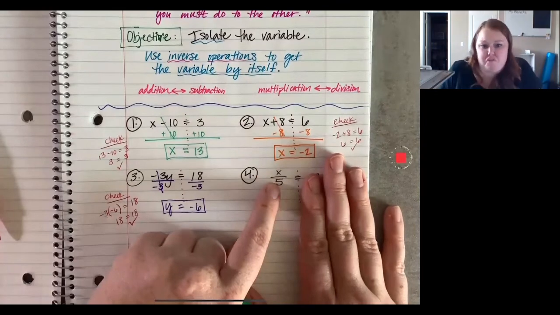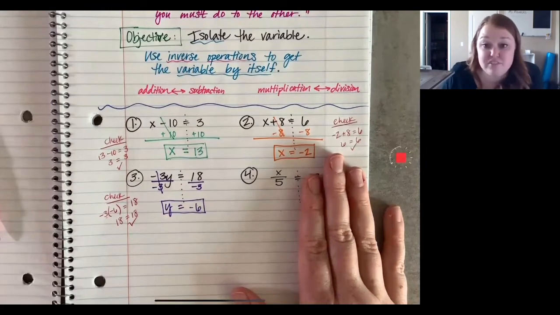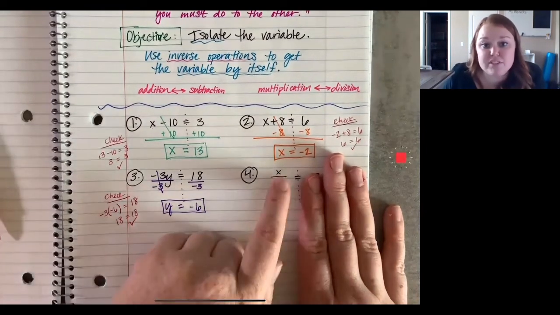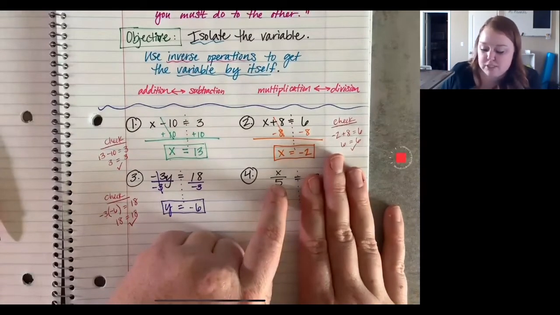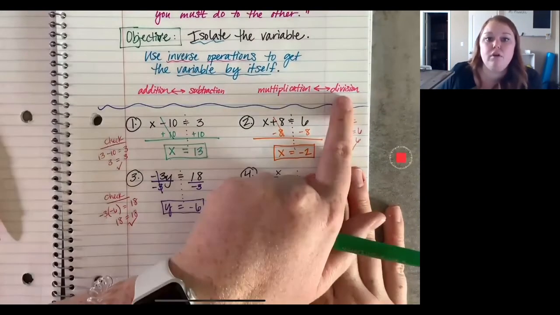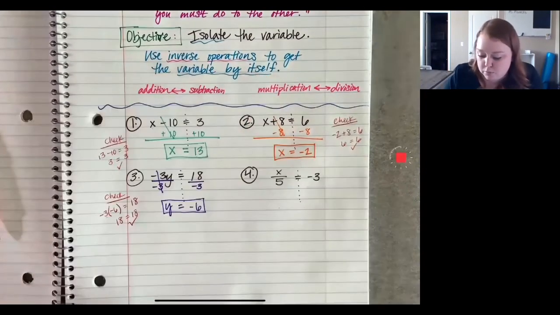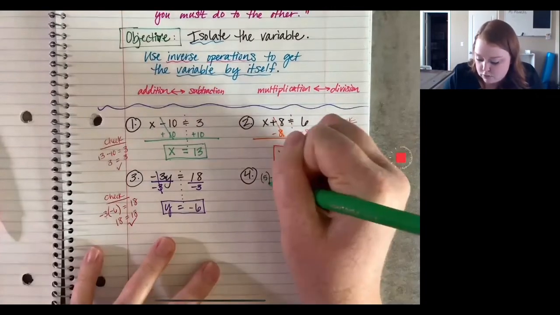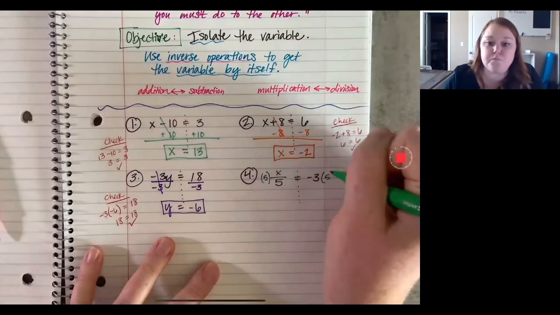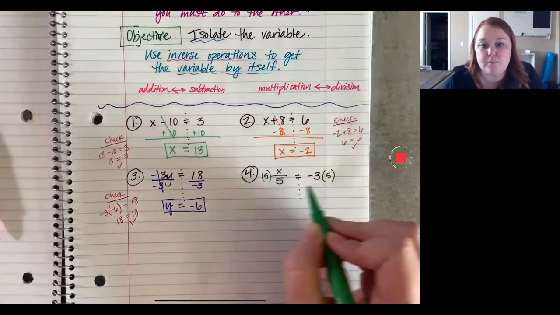Now, what is your variable doing? It's over 5. What does that fraction bar mean? Well, it means division. Your variable is dividing by 5. So what's the opposite of dividing by 5? Multiplying by 5. So you can show it with the multiplication dot. You can show it with parentheses, which is typically what I do. I do it both ways, but you need to show that you're multiplying by 5.